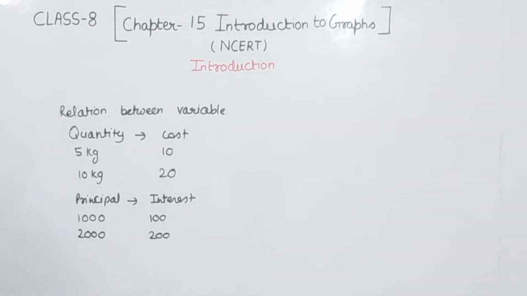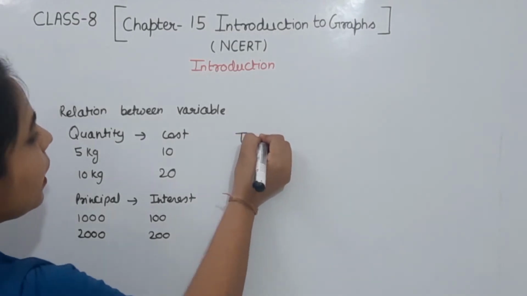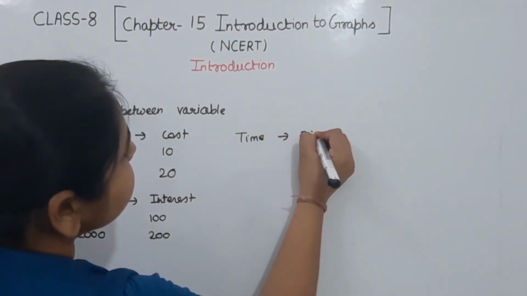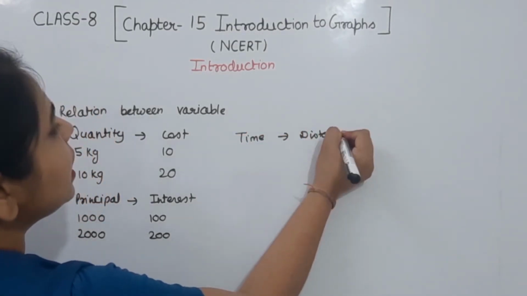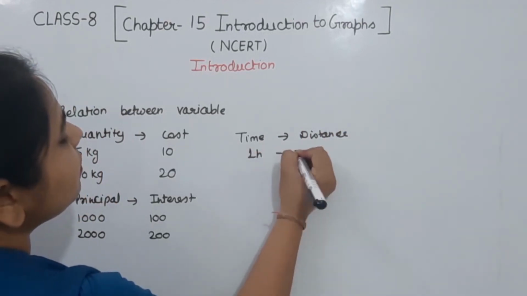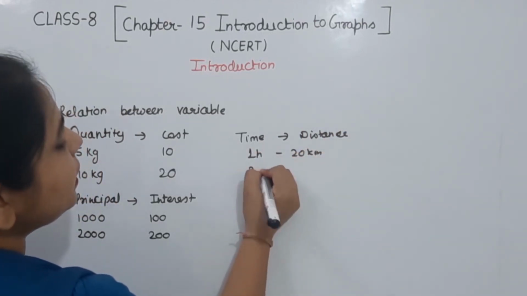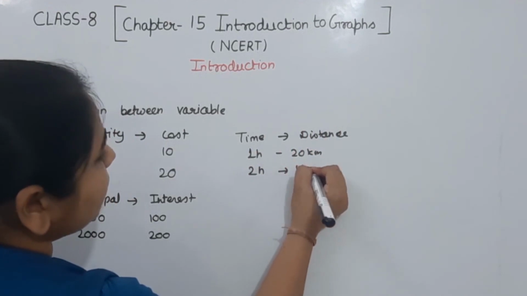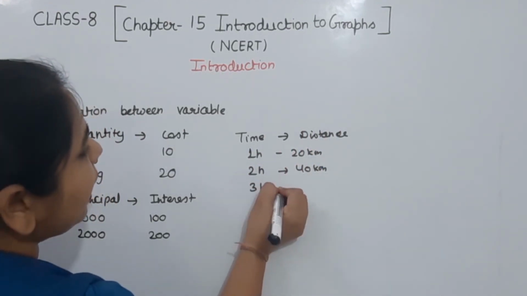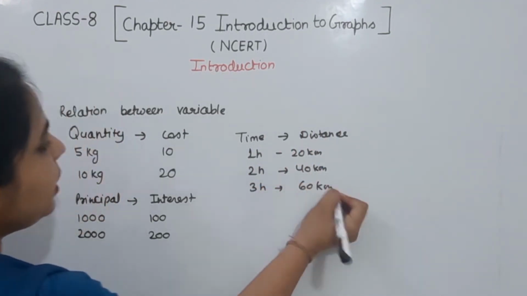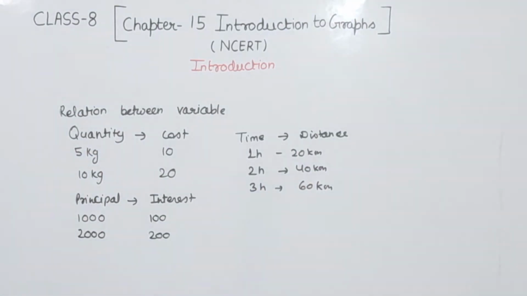The third one can be time and distance. Suppose in 1 hour we have traveled 20 kilometers, then in 2 hours we will travel 40 kilometers, and in 3 hours we will travel 60 kilometers. So this is another relationship: time and distance. So these are some of the relations between variables.